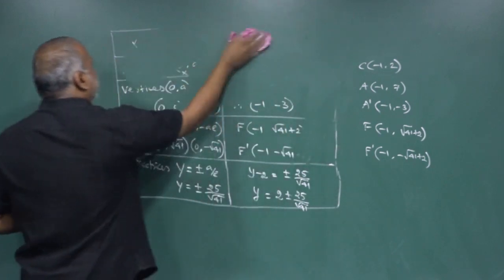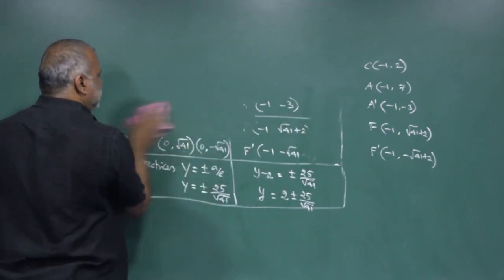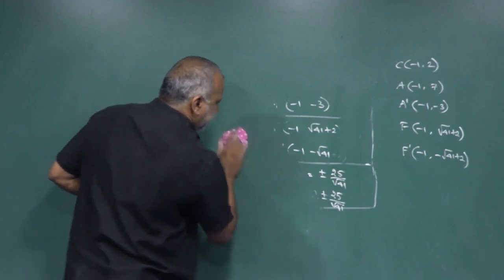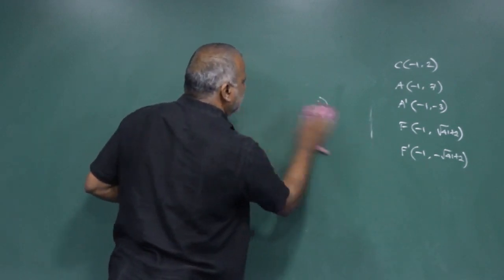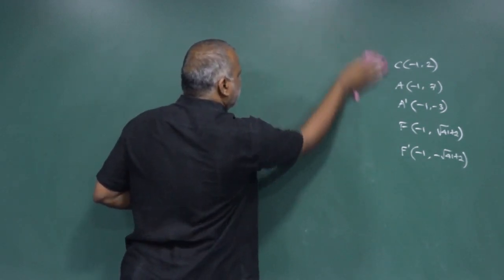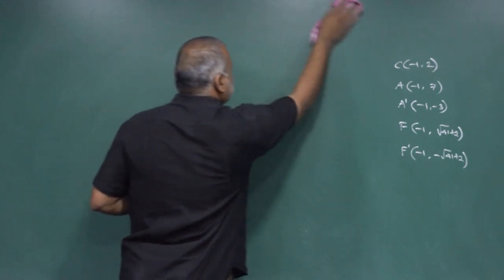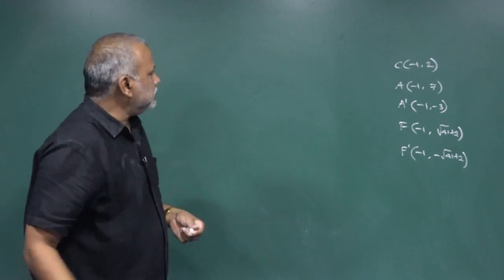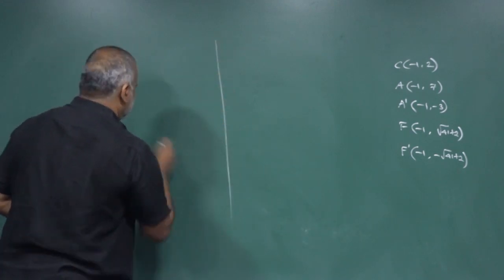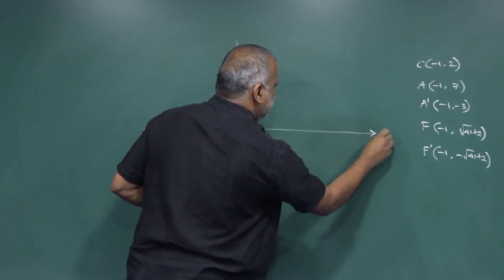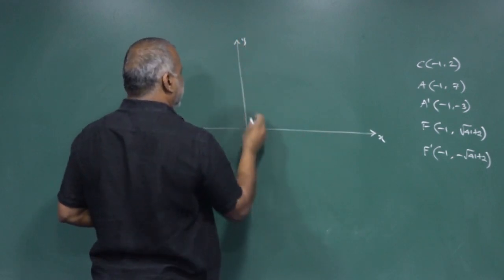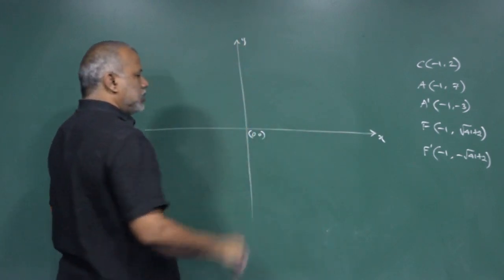Already we confirmed the given question belongs to type 2. Type 2 means the transverse axis is along the Y axis. Now we have to draw the diagrammatic explanation. See this. We have to draw the capital X, small x, small y, then origin 0, 0.